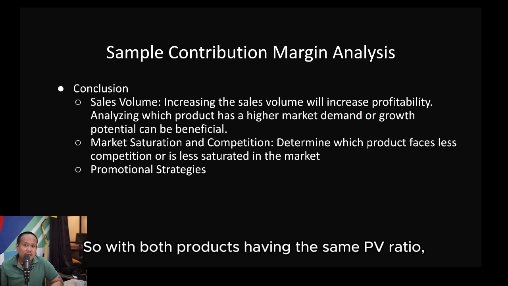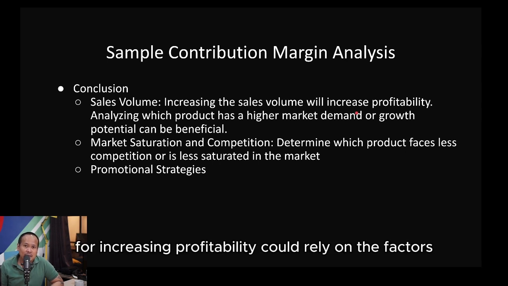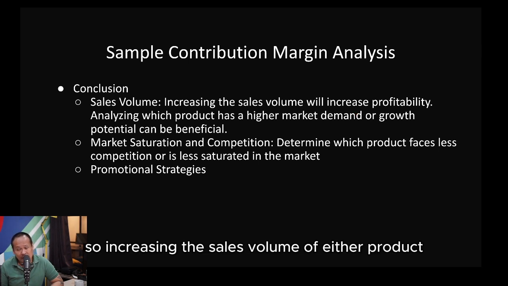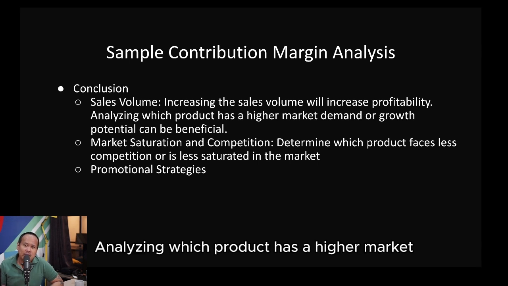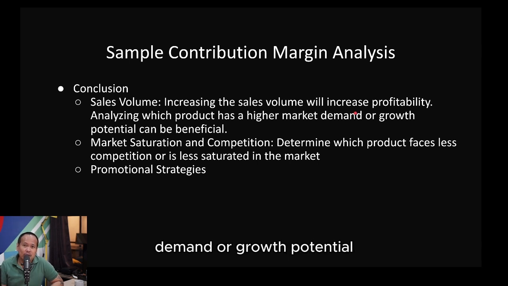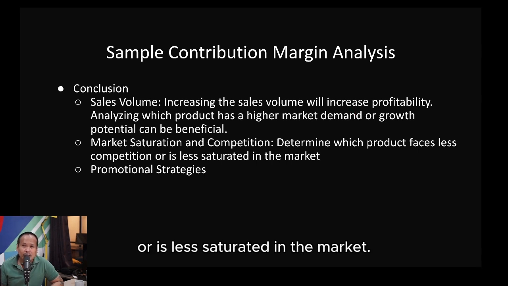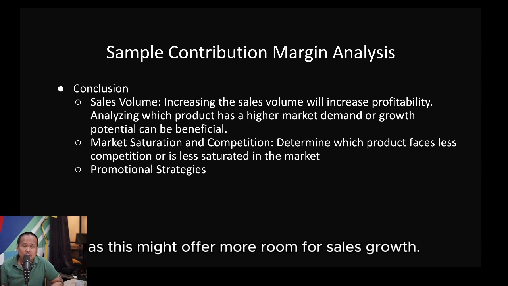With both products having the same PV ratio, the focus for increasing profitability could rely on factors such as, number one, sales volume. Increasing the sales volume of either product will proportionately increase profitability. Analyzing which product has a higher market demand or growth potential could be beneficial. Second is market saturation and competition, or which is less saturated in the market. Determine which product faces less competition, as this might offer more room for sales growth.